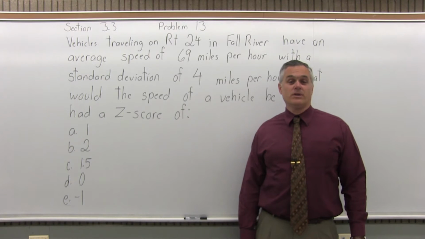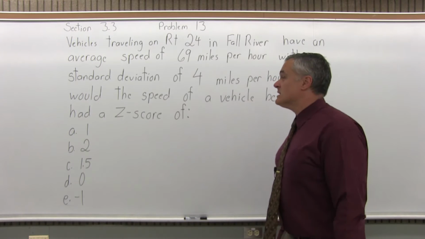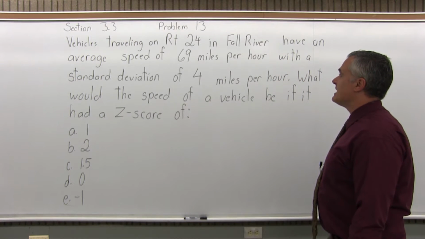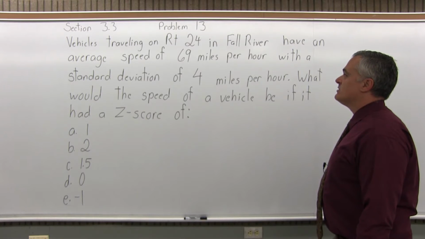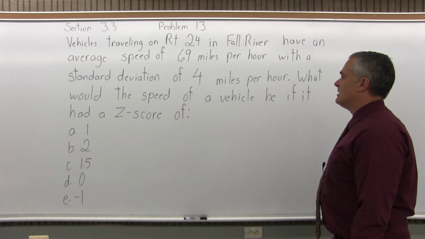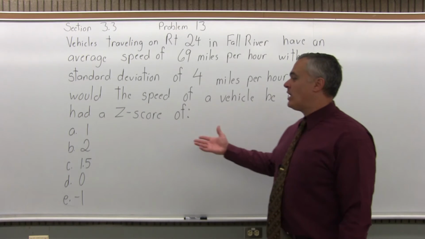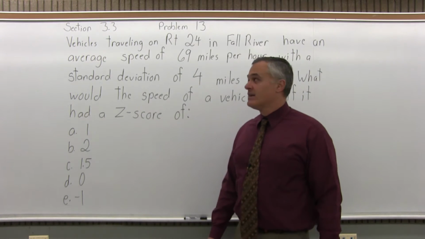This is Section 3.3, problem number 13. It says vehicles traveling on Route 24 in Fall River have an average speed of 69 miles per hour with a standard deviation of 4 miles per hour. What would the speed of a vehicle be if it had a z-score of 1, 2, 1.50, 0, and -1?